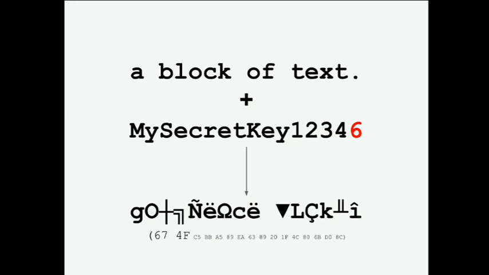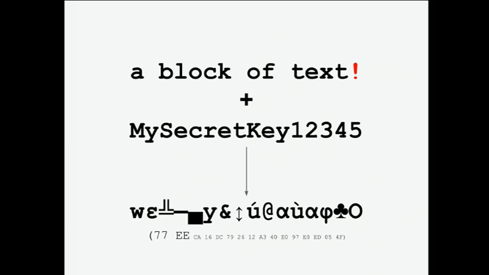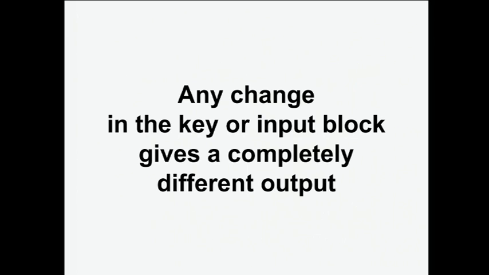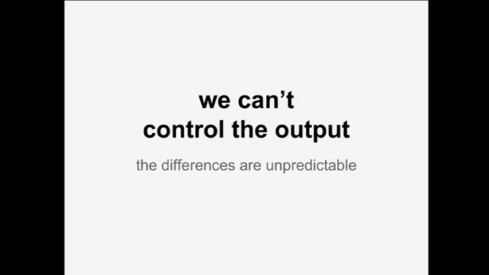If you change the key just a bit, the result is completely different, starting with 67 4F. Or if you change the initial input block, once again, completely different result. Okay, big deal. So any change in the key or input block gives a completely different output. We can't control the output because of that, because the differences are unpredictable.